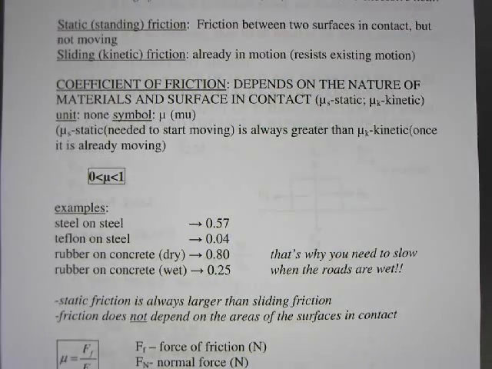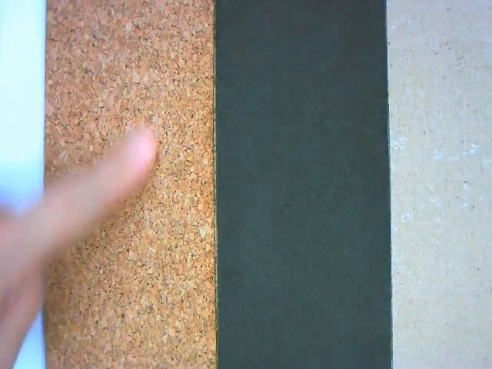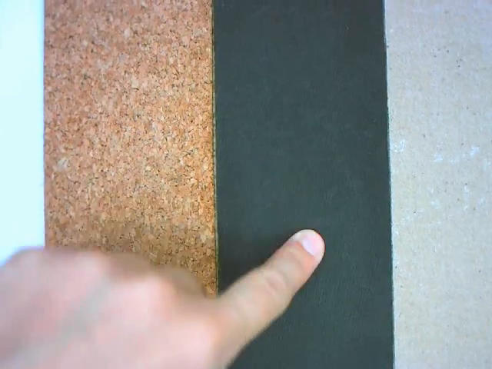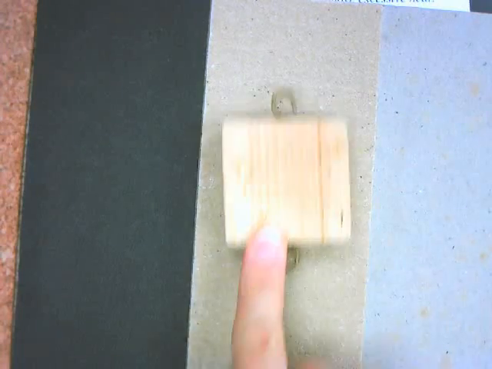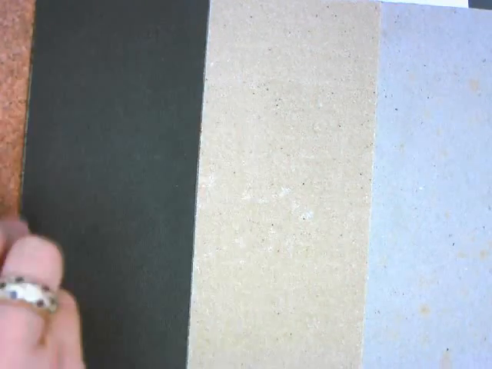Now, this is going to change depending upon the nature of the materials. We're going to use these when we do a lab: we have cork, rubber, sandpaper, and cardboard. When I'm pushing this block with the same force over these surfaces, it's going to be different just because of the nature of these different surfaces.